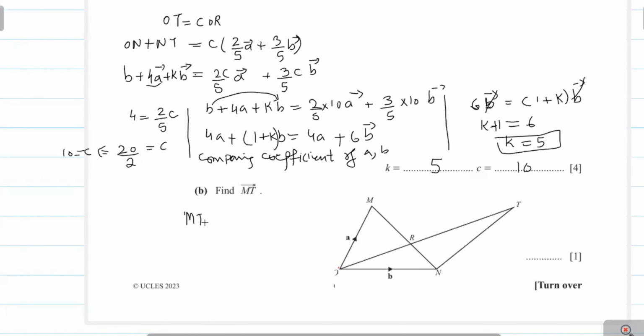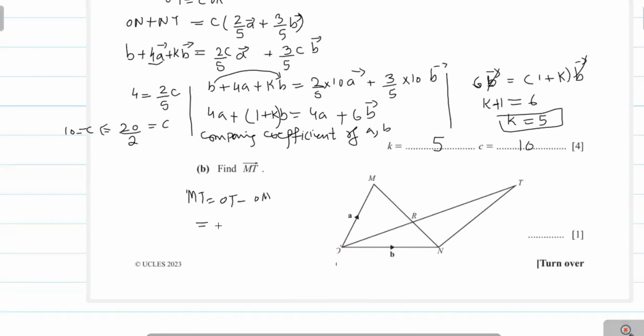Now find MT. The MT equals OT minus OM. OT here is cOR. c here is 10. 10 into OR.